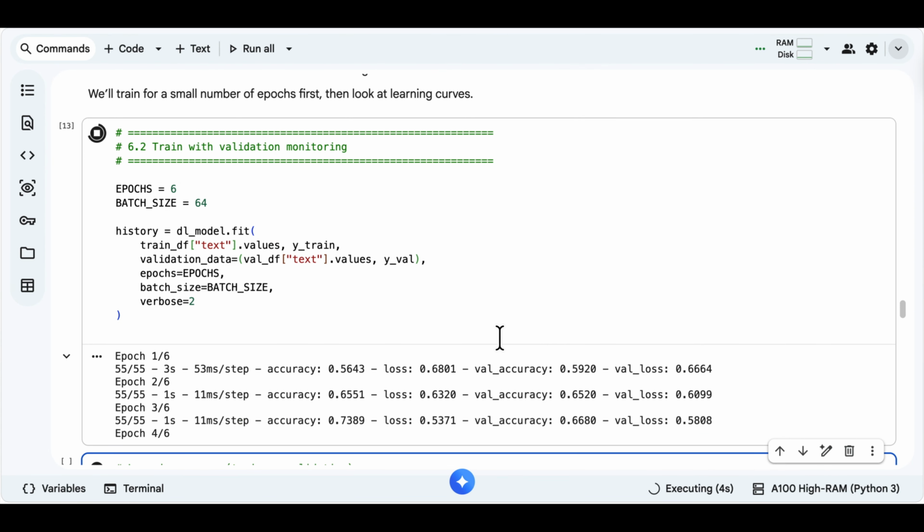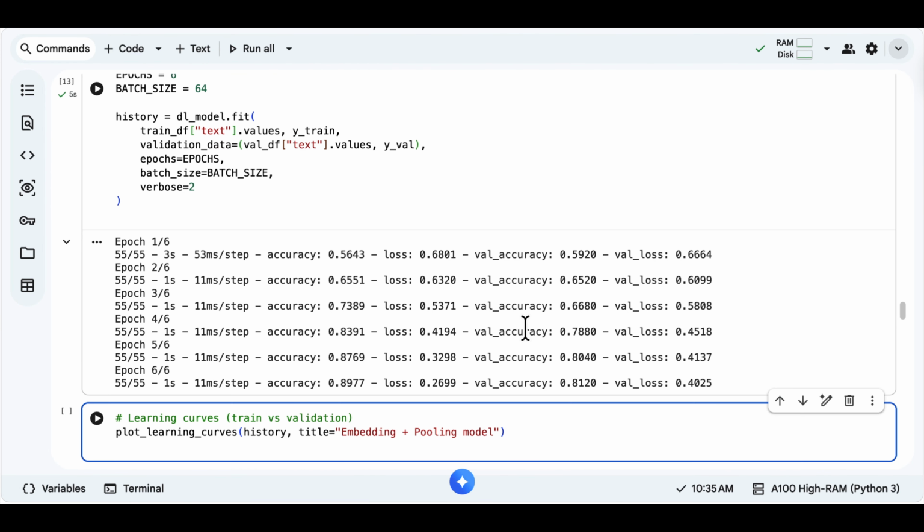The training log shows steady progress. Training accuracy rises from about 0.56 in the first epoch to about 0.89 by epoch 6. Validation accuracy improves from about 0.59 to about 0.81, while validation loss falls from 0.66 to 0.40. That tells us the model is learning meaningful structure from the text. At the same time, training performance is improving faster than validation performance, so a generalization gap is starting to appear.